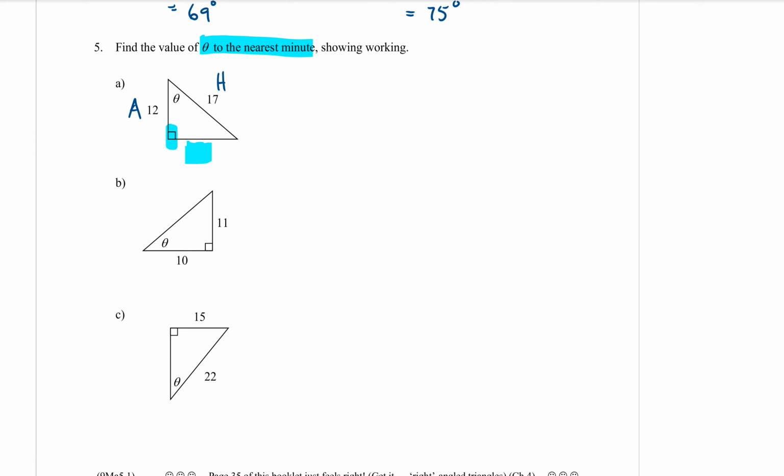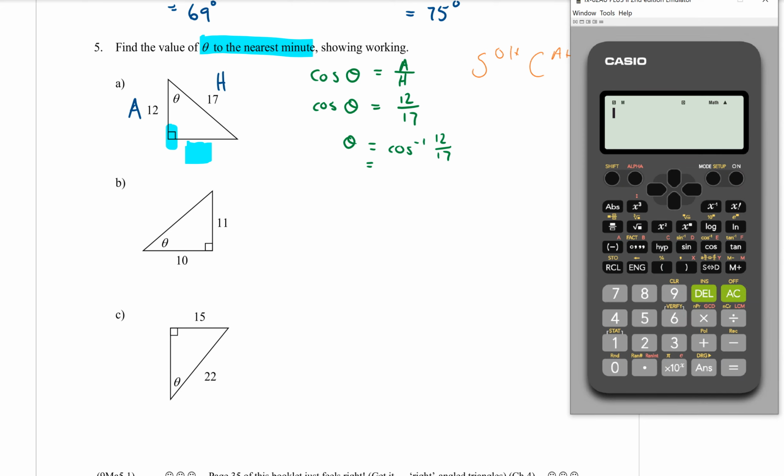So if you remember our SOH CAH TOA, then adjacent and hypotenuse, the A and the H is in front of the C there, which means that we want to use cos. So cos theta equals adjacent over hypotenuse. Sub into that formula. Cos theta equals the adjacent is 12, the hypotenuse is 17. To get the theta by itself, this is where we have to do the inverse cos of 12 over 17. And then the fourth line is using our calculator to get an answer.